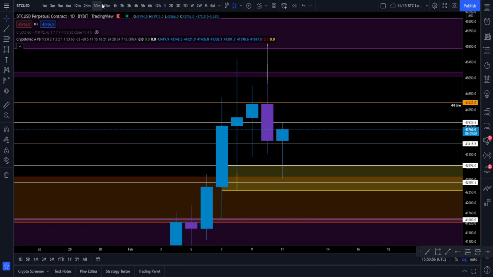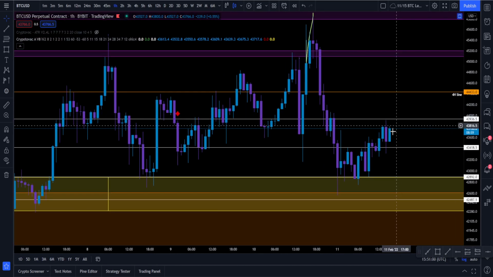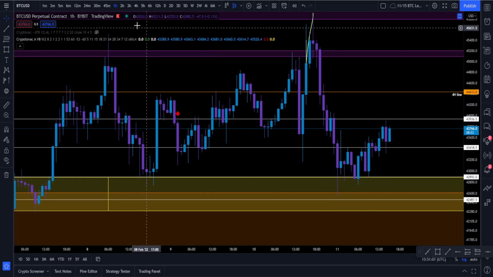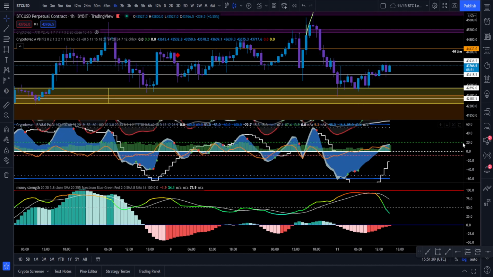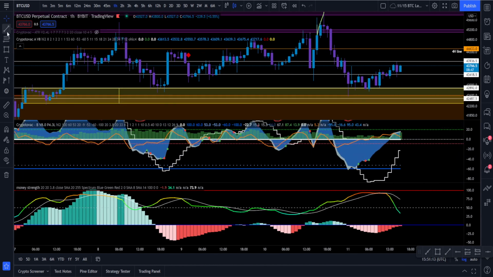I did end up exiting that trade. I fully closed that trade up at right here. So I entered the trade down here. I held it overnight. I slept on the trade. The reason why I held that trade was because of these momentum waves. You see here, we're starting to form some sort of divergence.